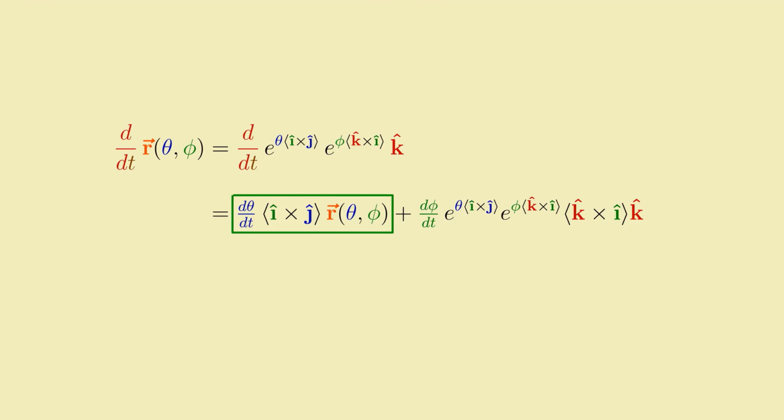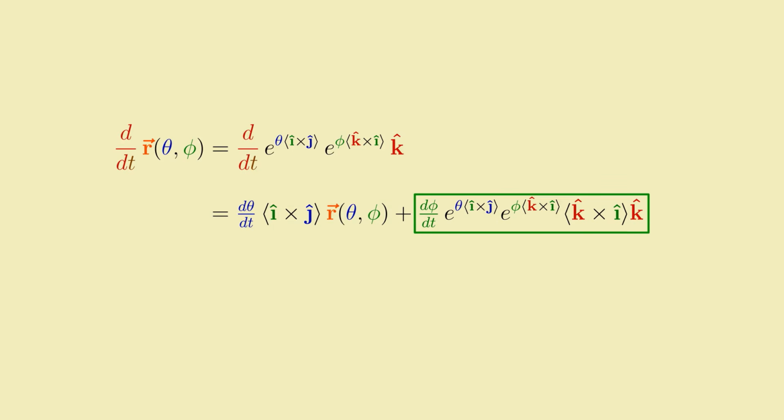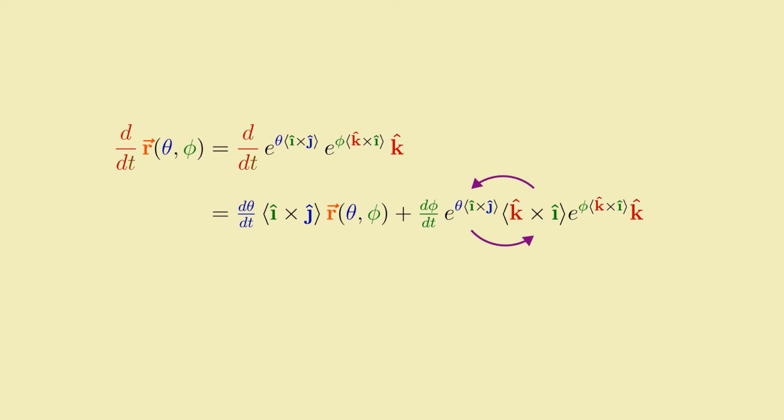So that accounts for the first component of our velocity, but what about the second component? Unfortunately, this one can't be factored into something involving the original position vector as easily, since the tilt product of k hat and i hat can't be moved all the way to the left of the two exponentials, because it won't necessarily commute with the theta exponential.